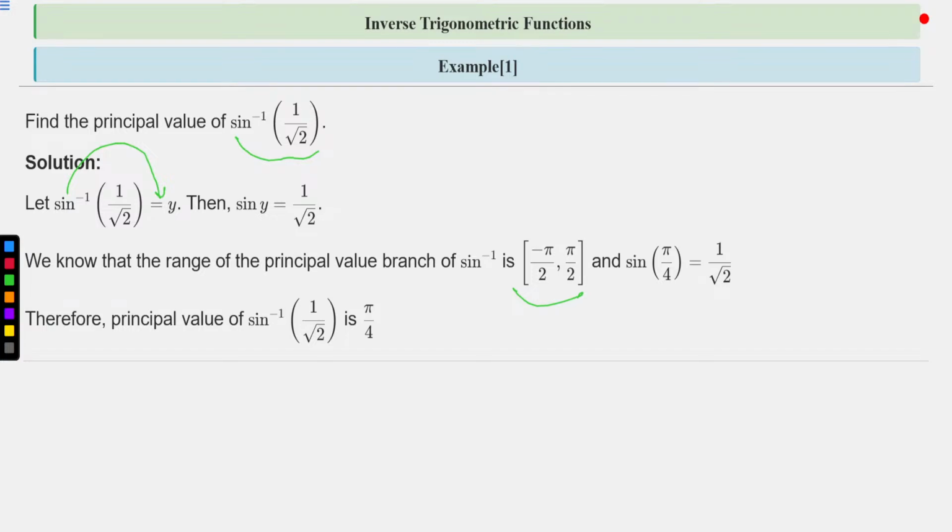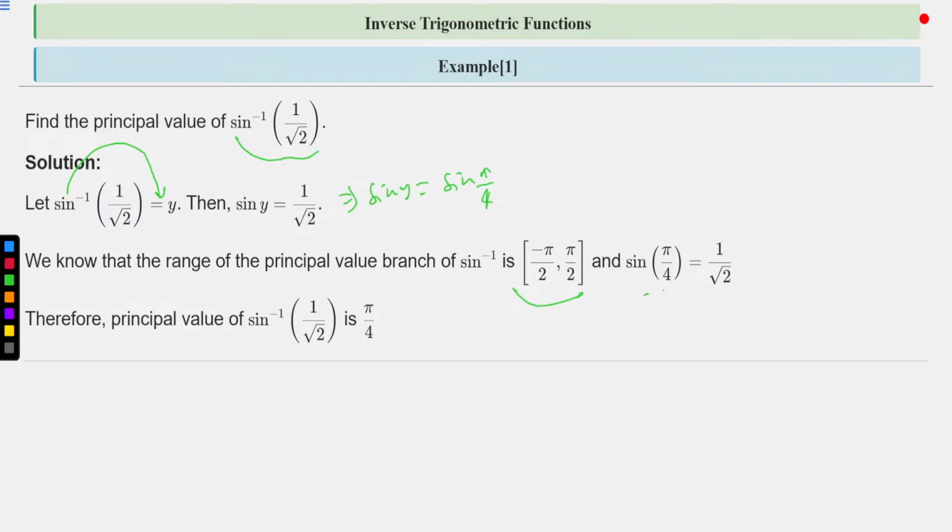That the principal value branch of sine inverse is from minus pi by 2 to pi by 2. Clear? And we also know from class 11 that the value of sine pi by 4 is 1 by root 2, right? So we can write sine y equal to 1 by root 2 as sine pi by 4. Therefore, the principal value of sine inverse 1 by root 2 is pi by 4.